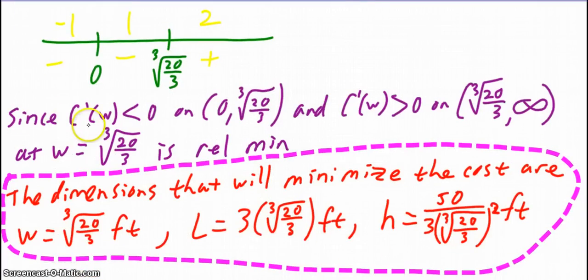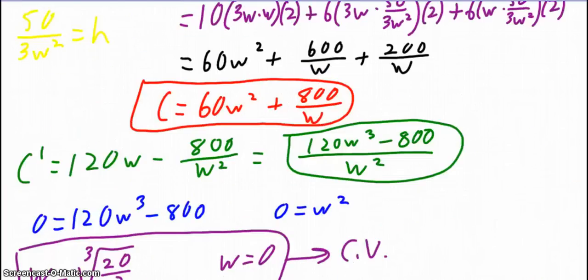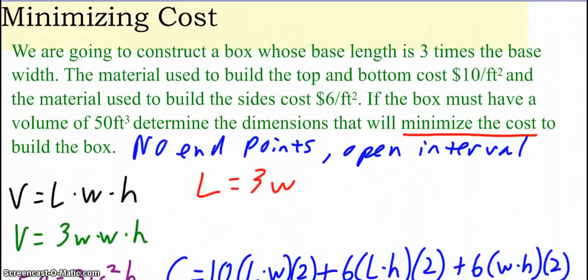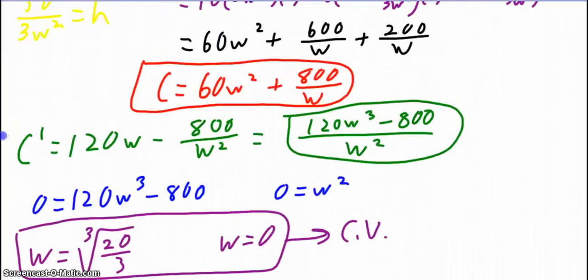So, since C prime of w is less than 0 on the interval 0 to the cube root of 20 over 3, and C prime of w is greater than 0 on the interval cube root of 20 over 3 to infinity, I know w equals the cube root of 20 over 3 is a relative minimum. So now, again, pay attention to what the question asked me for. It asked me for the dimensions. Again, this question could have asked me for the minimum cost. It didn't ask me for that. It wanted the dimensions, though.